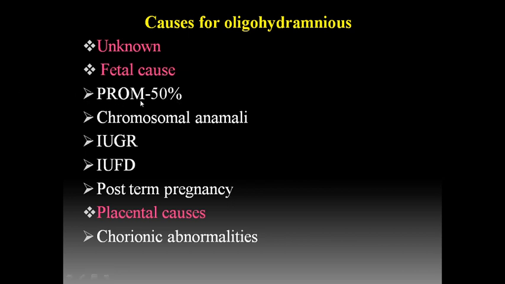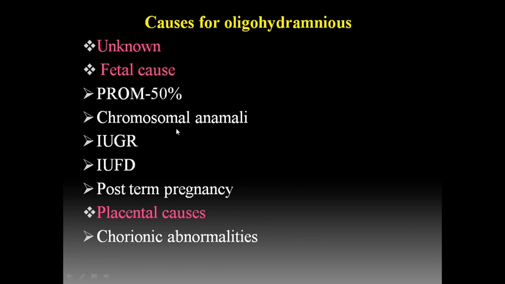PROM is nothing but premature rupture of the membrane. Once the membranes rupture prematurely, there will be leaking of amniotic fluid. Due to the leaking of amniotic fluid, there will be oligohydramnios. Next, chromosomal anomalies.